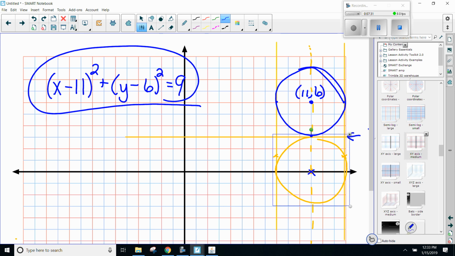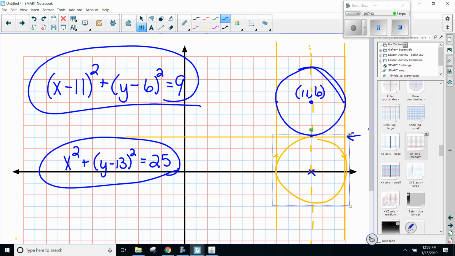What did you get for the last one? x squared plus y minus 3 squared. Very good. So this is number 13, and this is number 14. Save that thought. We'll get to completing the square for those other 3. Good thing I saved it.